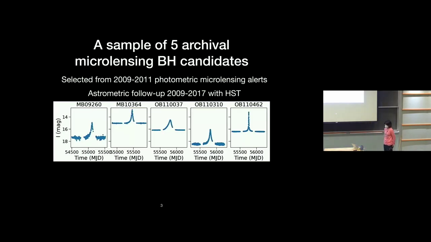The origin of this detection is actually a funny story. We went into this expecting to find 0 black holes. This is because we're looking through an archival data set that was taken over 10 years ago. Originally, it was analyzed by the team that had taken this data. They selected 5 black hole candidates from ground-based surveys. These are the light curves from those surveys, the MOA survey and the OGLE survey. They got HST follow-up astrometric measurements and tried to measure the masses of these objects.